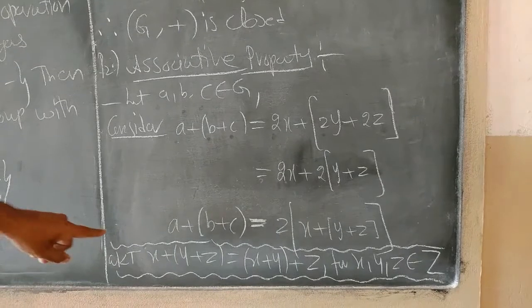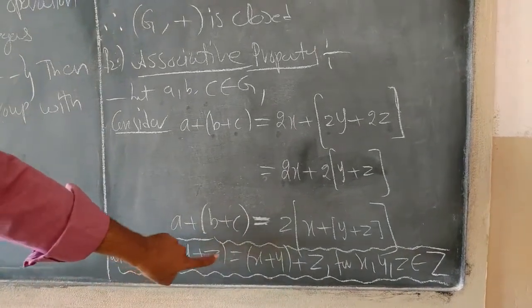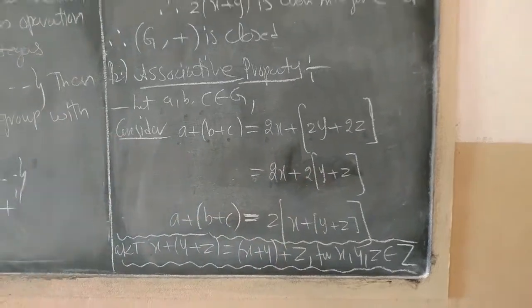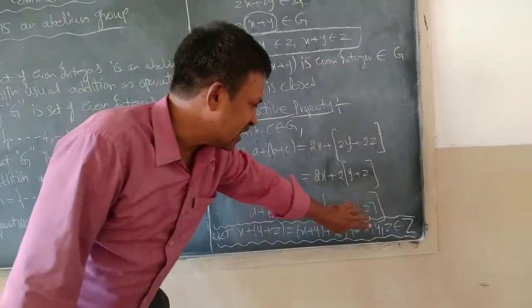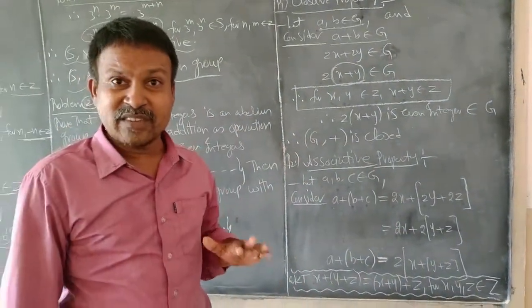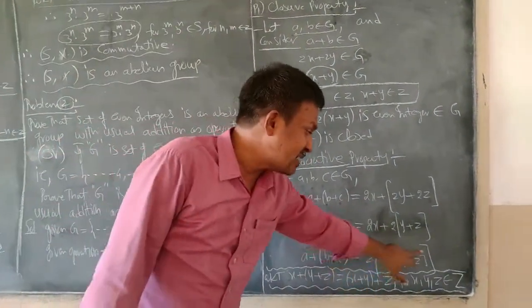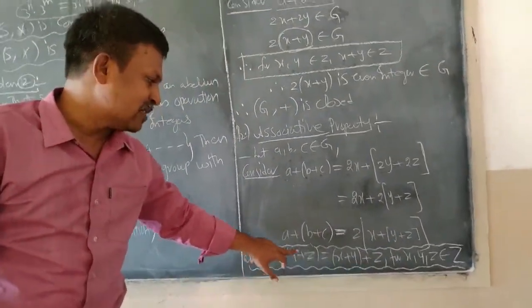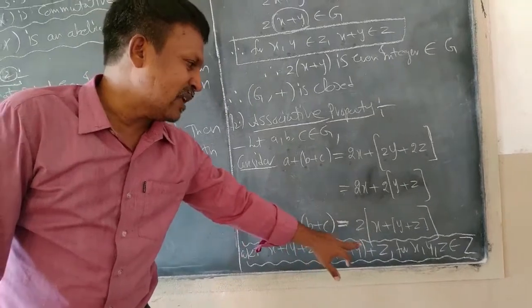We know that x plus of y plus z is equal to x plus y of plus z for x, y, z belongs to capital Z. So, x plus of y plus z, it is the associative property of the set of integers Z with respect to addition. That is the left hand side part. So, the left hand side part will be equal to x plus of y plus z is equal to x plus y of plus z.